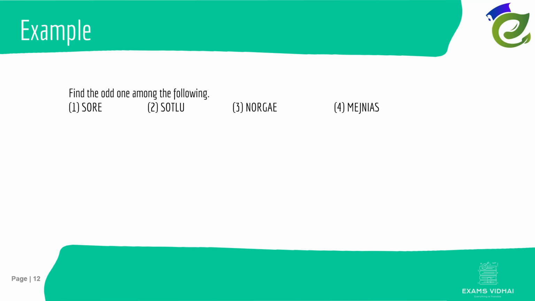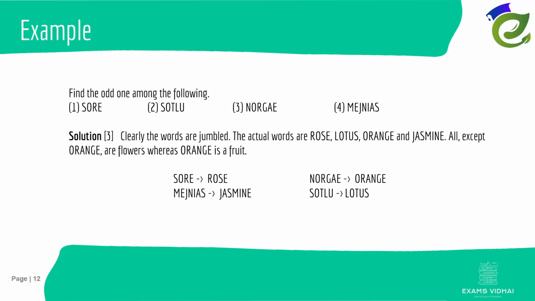If you look into this carefully, they are basically jumbled words, so jumbled letters of a particular word. For example, SORE is the jumbled form of rose. Similarly, option 4 is nothing but jasmine. SOTLU is lotus. NORGAE is orange. So here you can clearly observe that rose, jasmine and lotus are names of flowers, whereas orange is the name of a fruit. Therefore, orange is the odd one out over here. So the correct answer is option C, that is NORGAE.